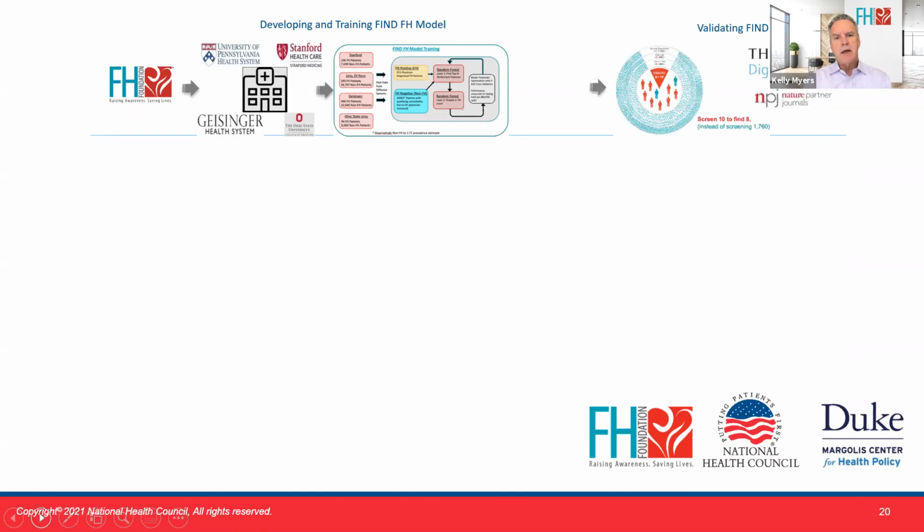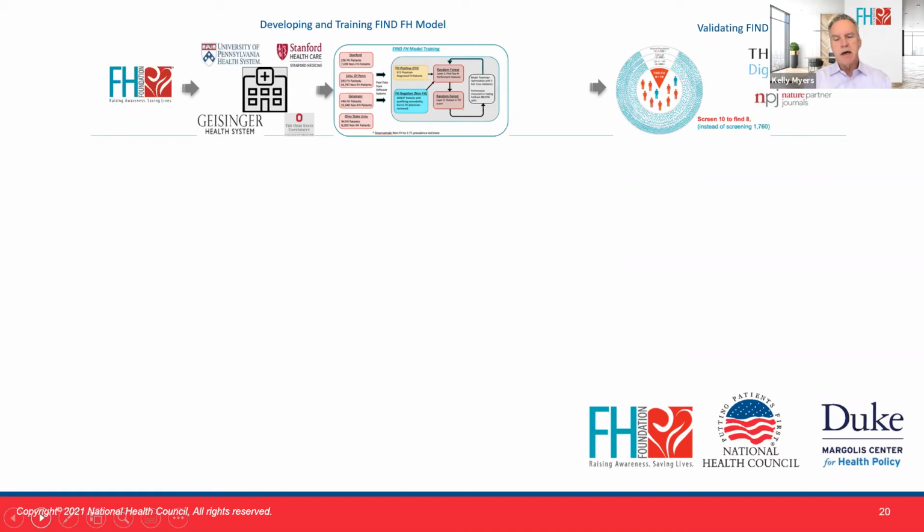Next slide. And so when going through this process and working with the data from these institutions, we were successful in building a model that has a positive predictive value of about 80%. So with an overall prevalence of 1 in 220 or 1 in 250, to find 8 individuals with FH, if you were doing population-based screening, you'd need to screen about 1,800 or 1,900 individuals. With the Find FH model, to find those same 8 individuals, the model will identify 10 individuals and be right on 8 of them.